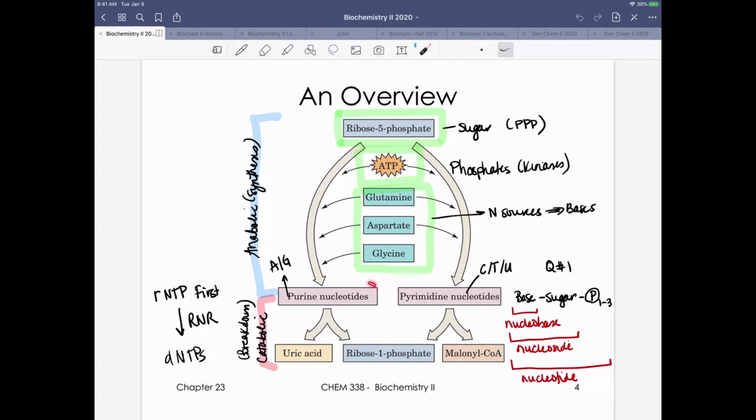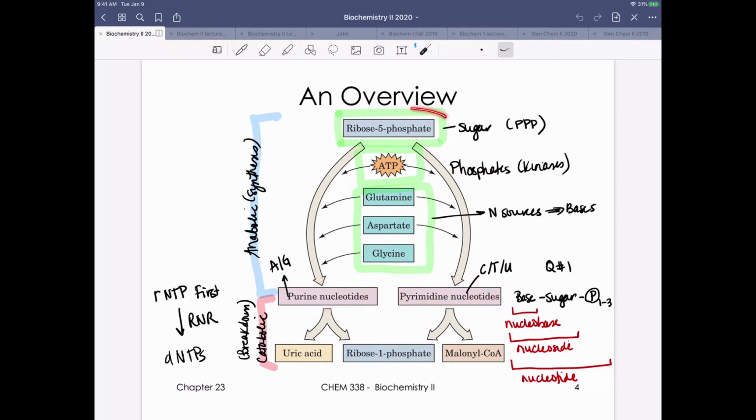So if we've got nucleotides, remember nucleotides are a base with a sugar, and between 1 to 3 phosphates. If we're just talking about that nitrogenous base, we'd call it a nucleobase. Base plus sugar is a nucleoside, and then base plus sugar plus phosphates is a nucleotide. As we learn in the next couple of slides about how we build these, we actually build purine and pyrimidine nucleotides a little bit differently.